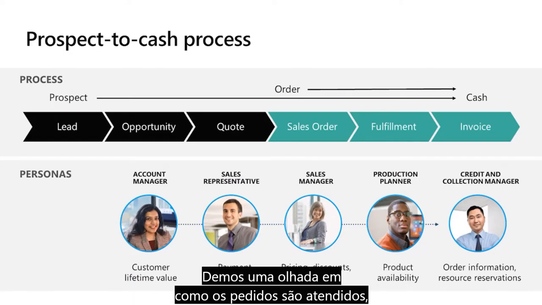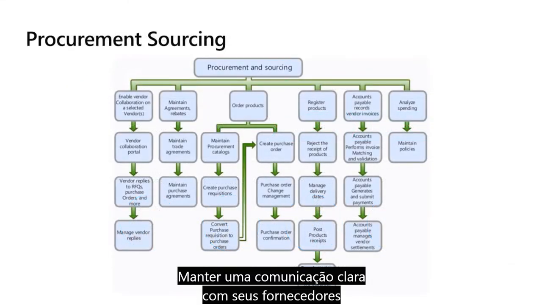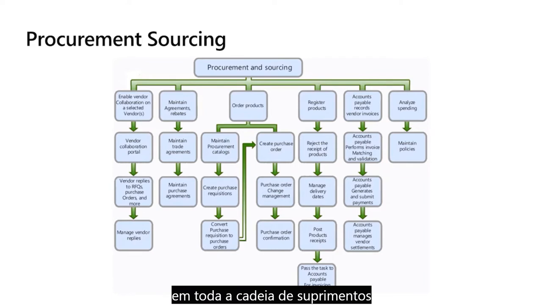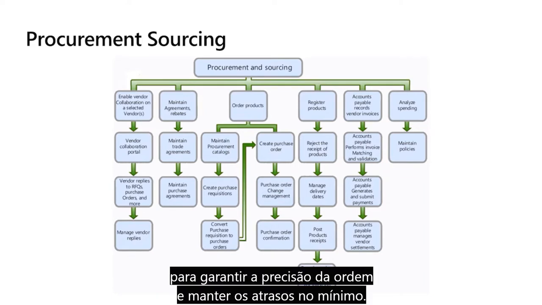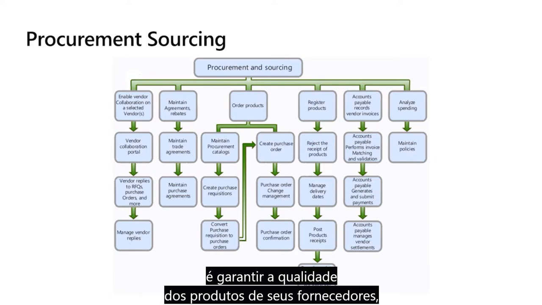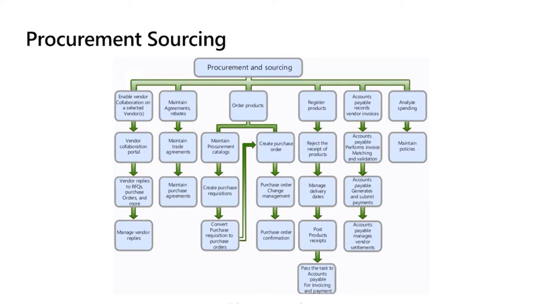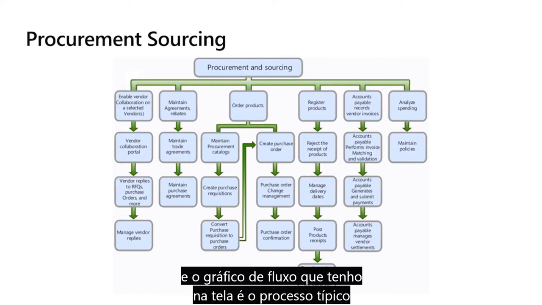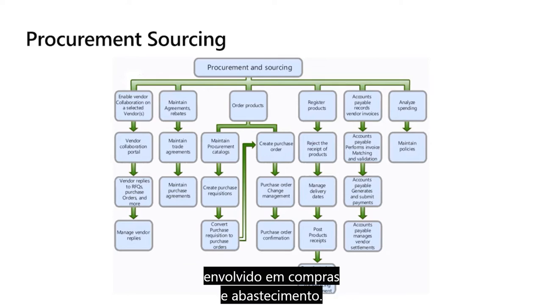So we've taken a look at how the orders are fulfilled, but let's look at actually how you can use procurement and sourcing in Dynamics 365 for supply chain management. Maintaining clear communication with your vendors throughout your supply chain is so incredibly important to ensuring order accuracy and keeping delays at a minimum. A key aspect of supply chain management is to ensure the quality of your vendors' products. And the flowchart that I have on the screen is the typical process involved with procurement and sourcing.